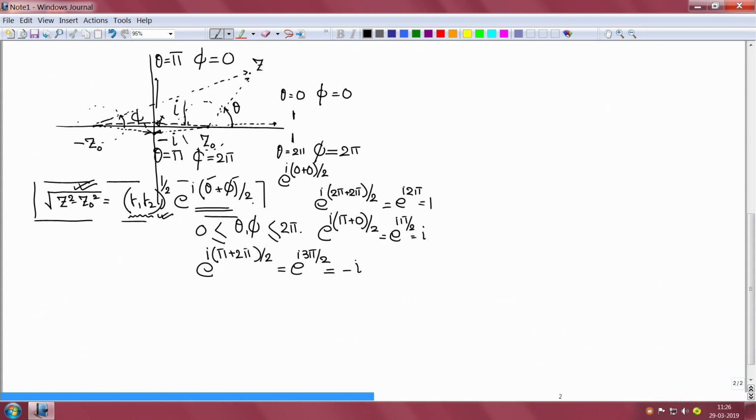Now let us look at it here. I am here, let us say just above the x axis. What is theta here? Theta is with respect to z minus z0. So if I draw this line to z0, theta is again pi. Okay, so this angle is pi. What about phi? Phi is measured from here, and phi will also be pi.